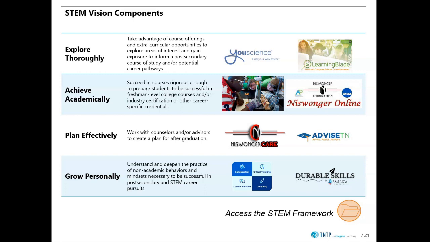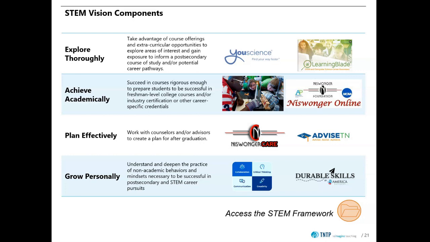The third component is Plan Effectively. Plan effectively means that students work with counselors or advisors to create a plan for after graduation. Some examples of programs you might already have in place at your school for planning effectively include Nicewanger Care or Advise Tennessee. Consider for a few moments what Plan Effectively looks like in your school.